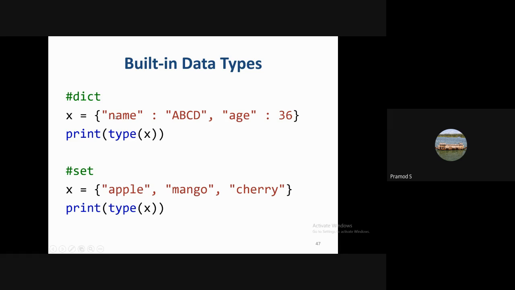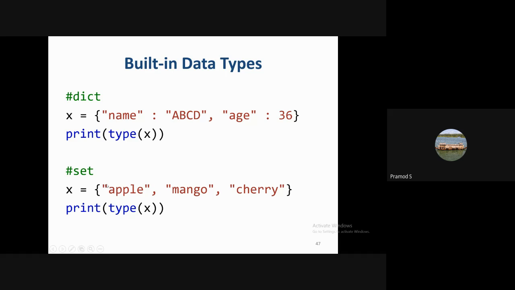Like name is a key, value is ABCD. Age is a key, value is 36. So a dictionary will always have key value pairs, and then the set is the last one which we will be dealing with. There is one more, but set, dictionary, list, and tuple are the main.